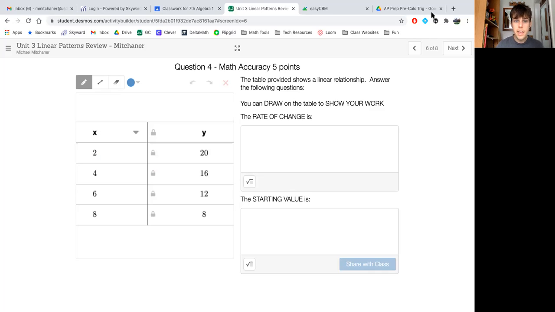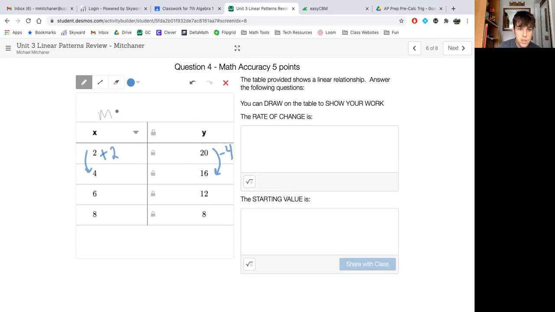Here we go. We have a linear relationship in this table, and we are going to answer these questions. Draw on the table to show your work. The rate of change is, remember, rate of change is change in y over change in x. So we can look here at how the y's are changing. They're going down. The numbers are getting smaller. 20, 16, 12, 8. They're going down by 4. And then the x's here are going up. They're going up by 2.